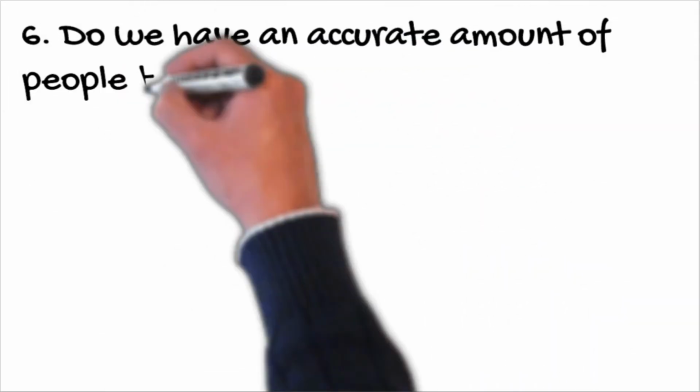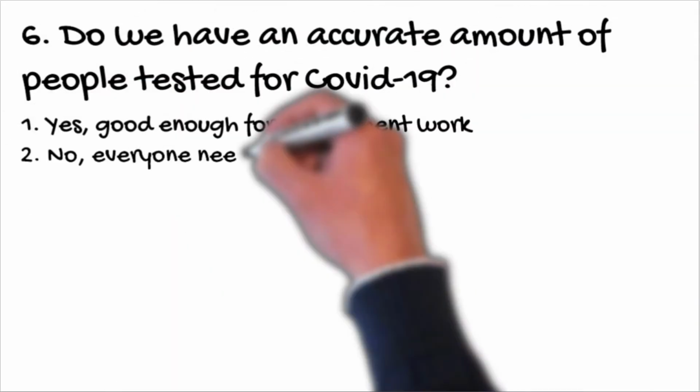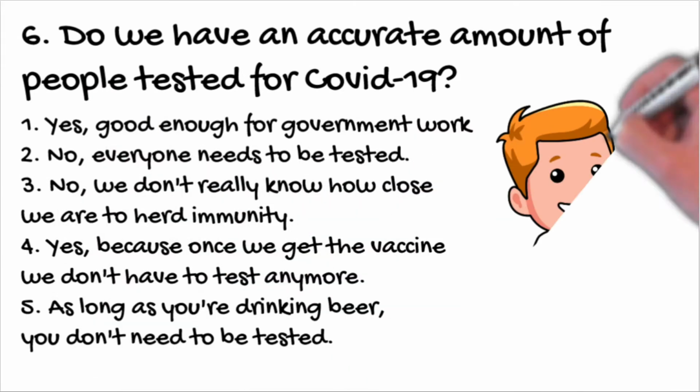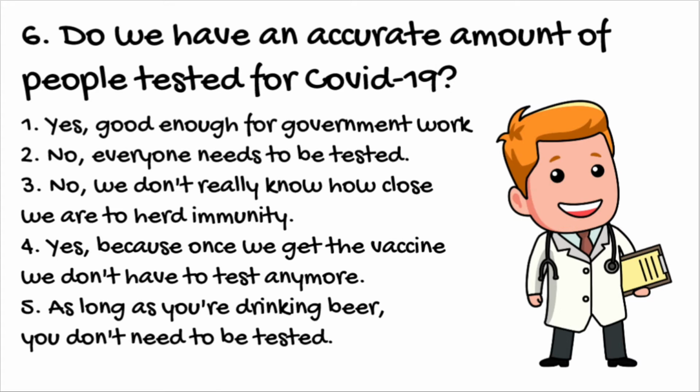Do we have an accurate amount of people tested for COVID-19? 1. Yes, it's good enough for government work. 2. No, everyone needs to be tested. 3. No, we really don't know how close we are to herd immunity. 4. Yes, because once we get the vaccine, we don't need to test anymore. 5. As long as you're drinking beer, you don't need to be tested.